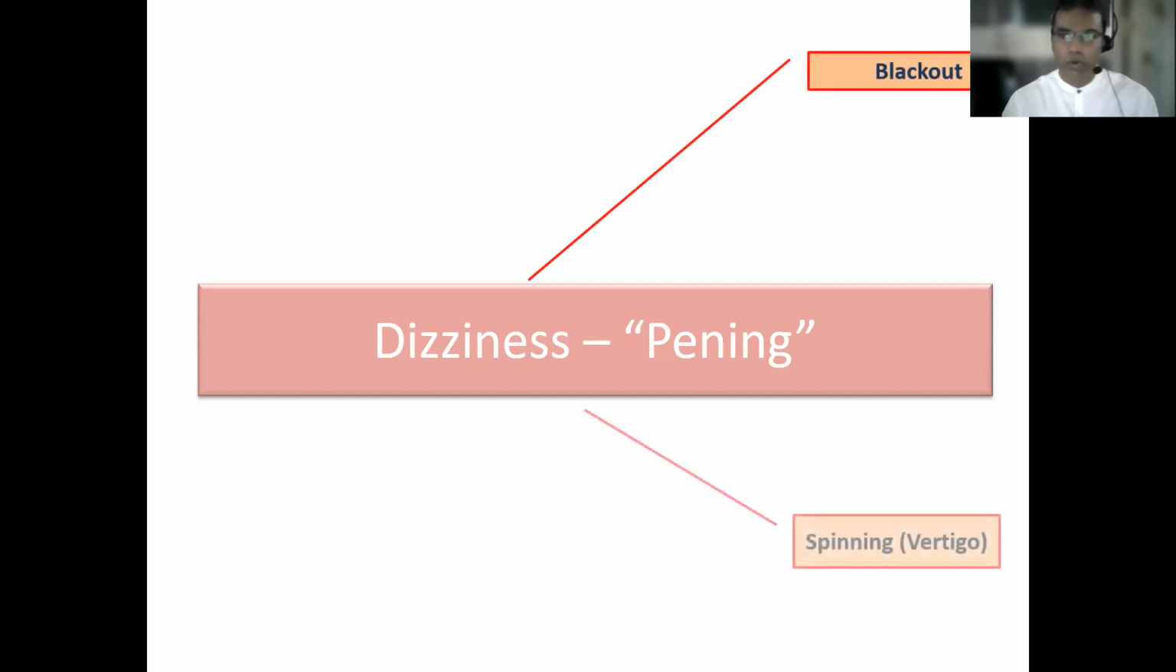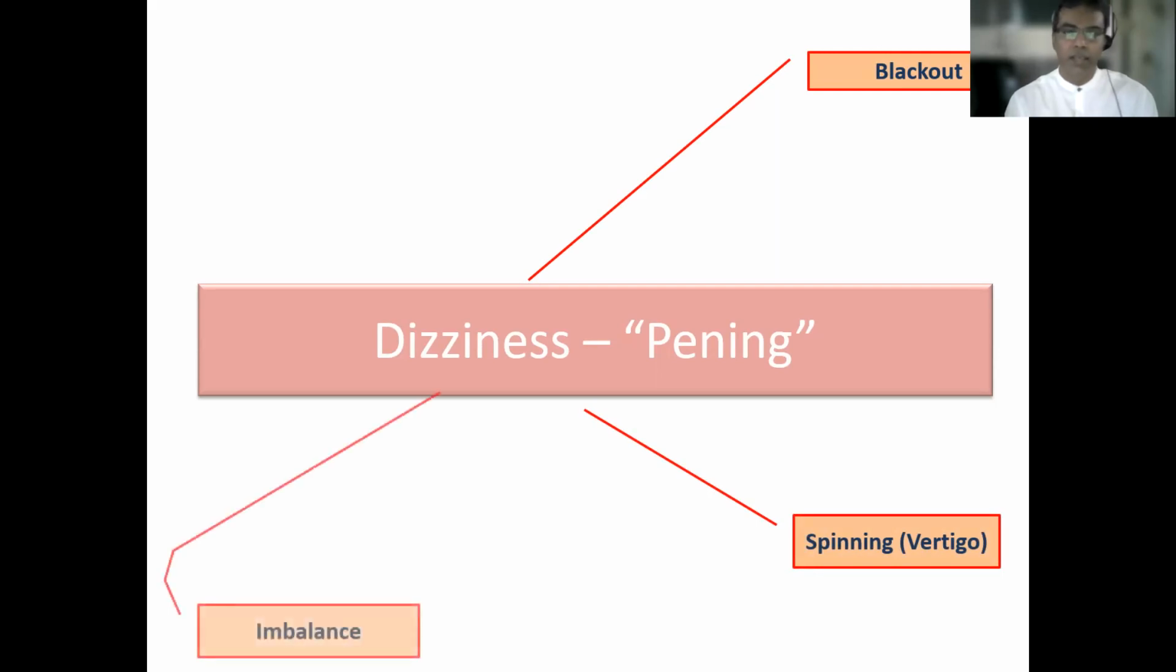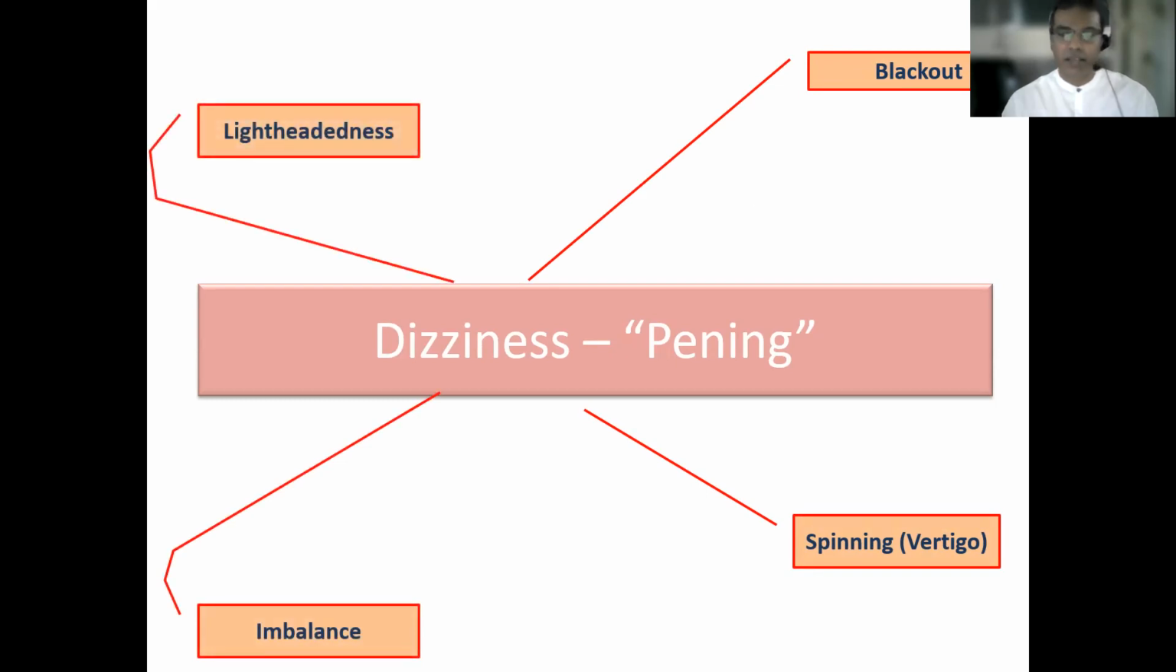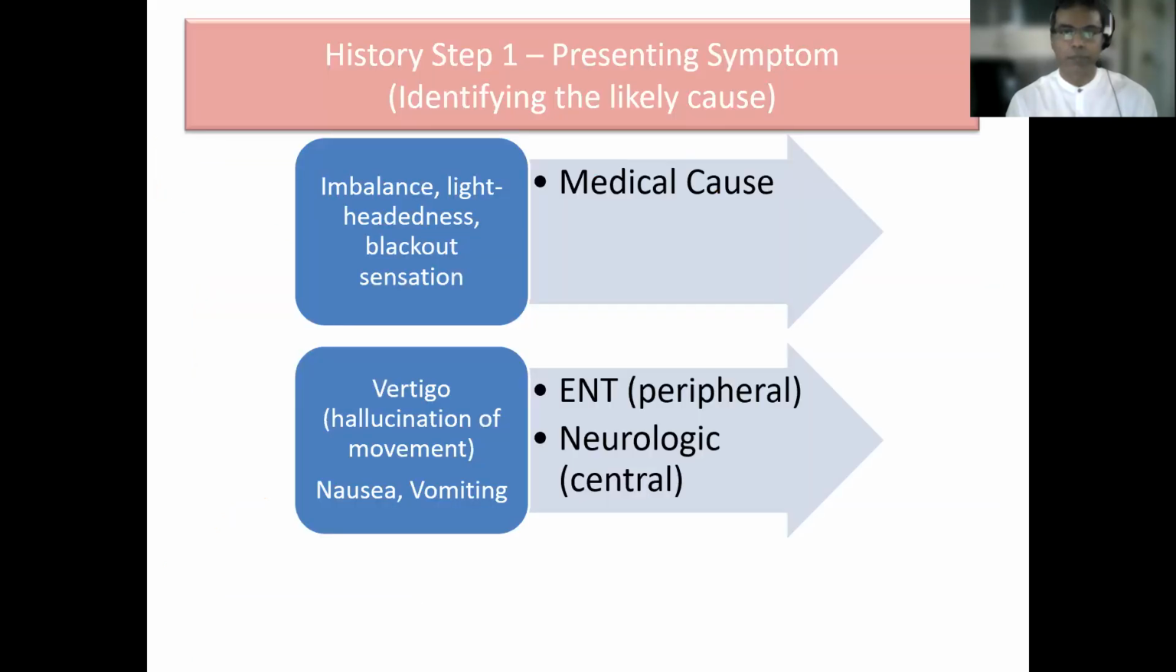Okay. So the first thing is to try to get the patient to describe exactly what they are experiencing. Is it a blackout kind of sensation or syncopal attack? Is it a spinning sensation of vertigo? Okay. Is it a sense of imbalance? And finally, is it lightheadedness? So elicit exactly what the patient is experiencing.